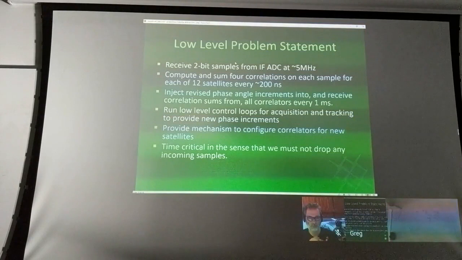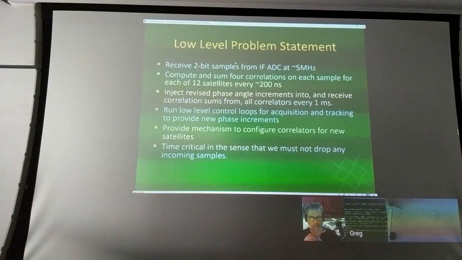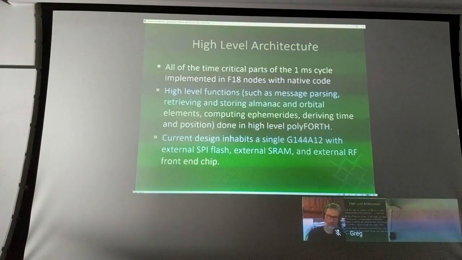The current model for all of this then has all of the time-critical parts implemented in F18 nodes, of which a whole bunch of F18 nodes are busy doing this work. The high-level functions, which are not time-critical on a 1-millisecond cycle or a 200-nanosecond data sample, are done in high-level polyforth on the same chip, because, in fact, the current design puts the entire receiver and everything else that this application is doing on a single G144.